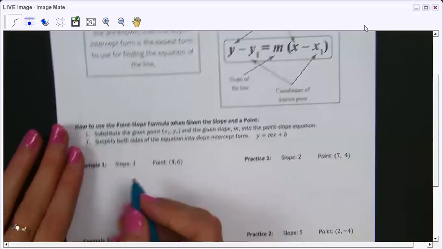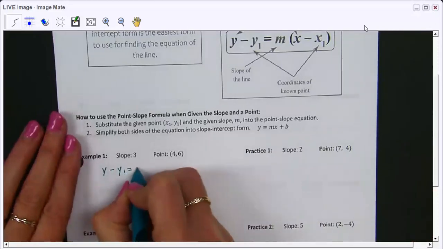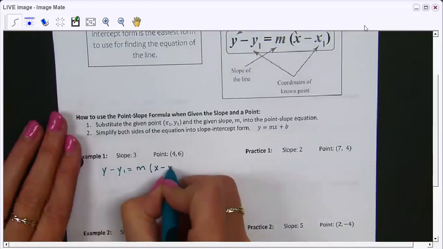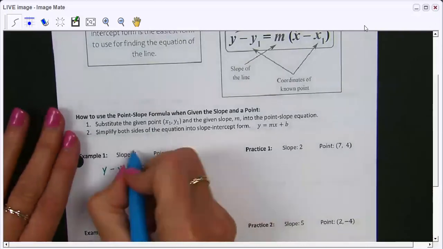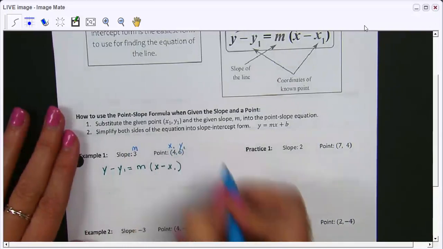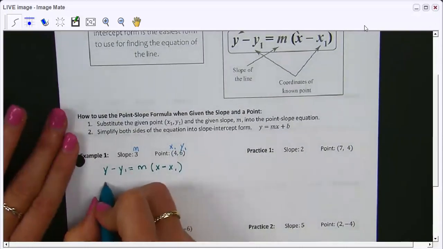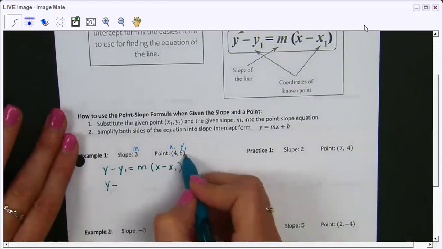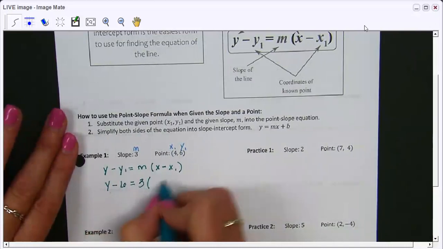I want everyone to write the equation out first. So y minus y1 equals m times x minus x1. And what we're going to do is we're going to plug in what we know. So the slope here is m, your 4 is x1, and your 6 is y1. So we're going to just plug those numbers in where they go. So when we plug them in, we get y minus our y1, which is 6. And then our slope, m, is 3 times x minus x1, which is 4.